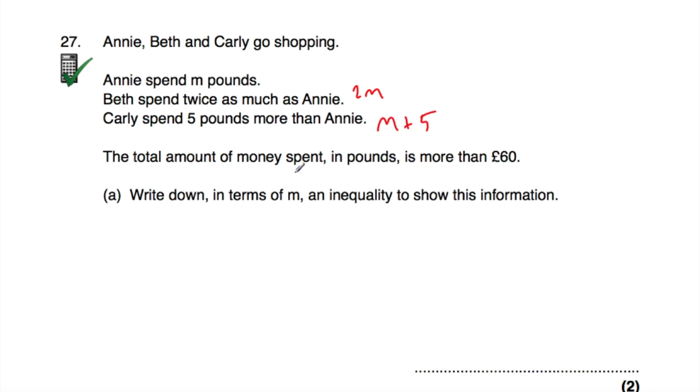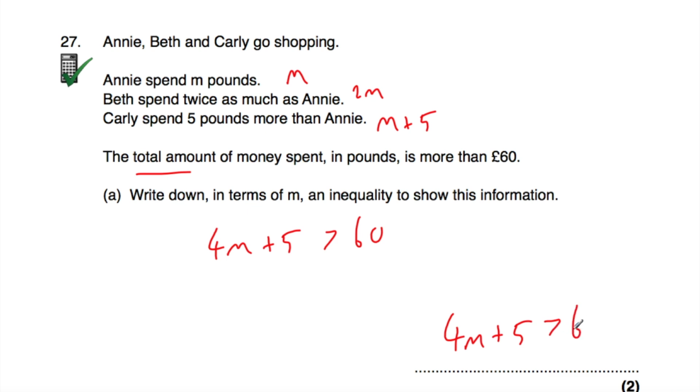And then we're told that the total amount of money that is spent in pounds is more than £60. And part A says write down in terms of M an inequality to show this information. So Annie spends M, Beth spends 2M, and Carly spends M plus 5, and the total amount of money spent is more than £60. So let's add together the amounts of money spent. So M plus 2M plus M plus 5 would be 4M plus 5. And that's going to be more than £60. So that's our inequality, that 4M plus 5 is going to be greater than £60. And that's it.